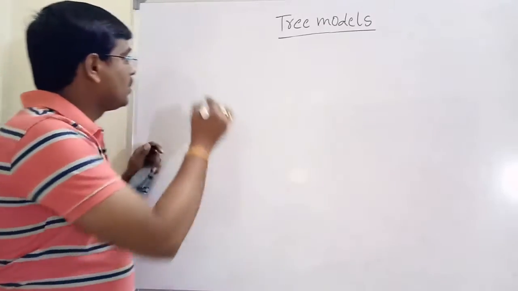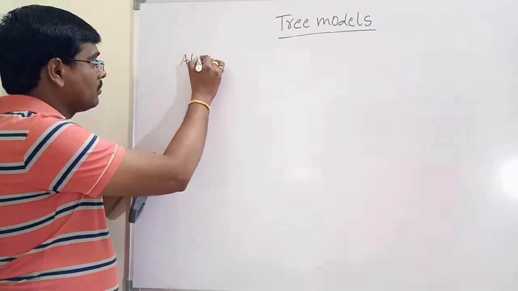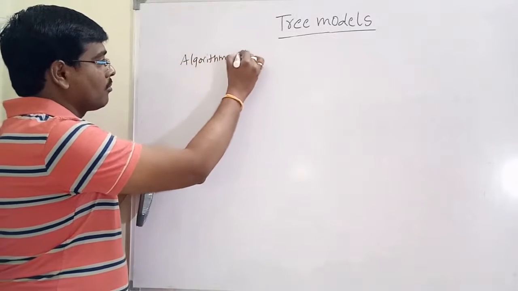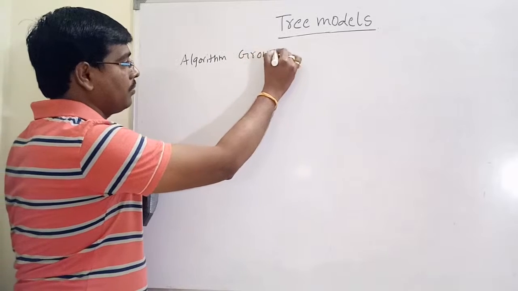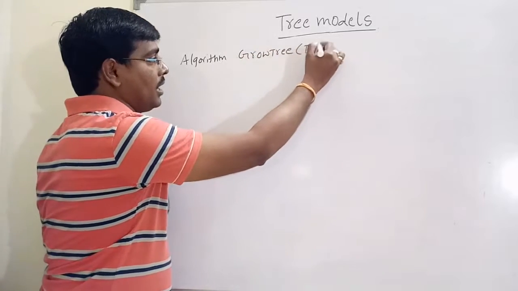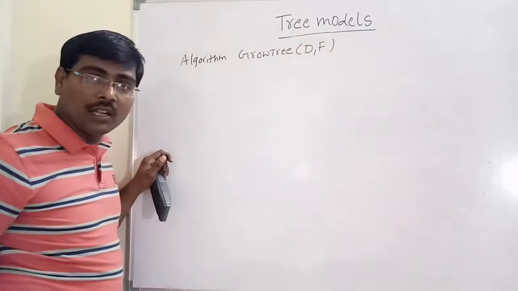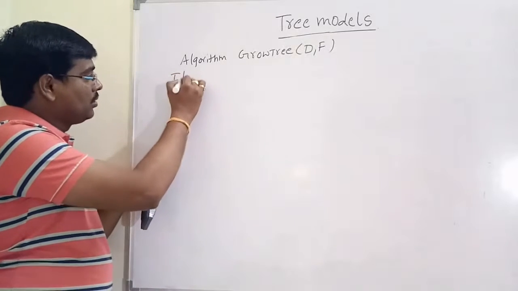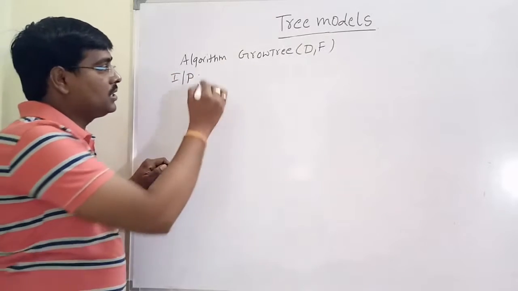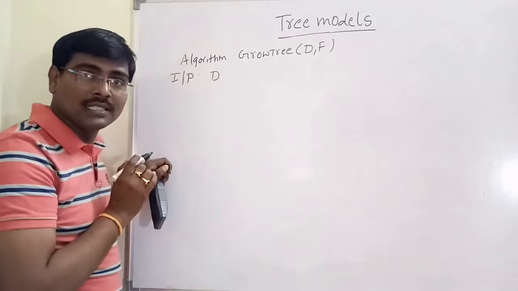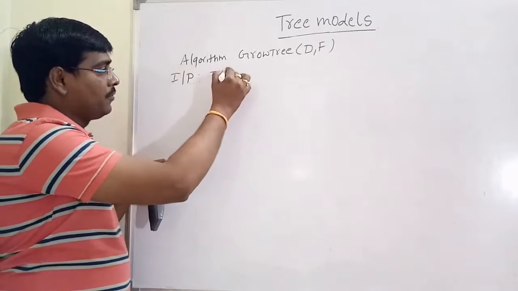Now the algorithm is GrowTree(D, F). D is the set of instances. What is the input? The input is the set of instances D and the features.